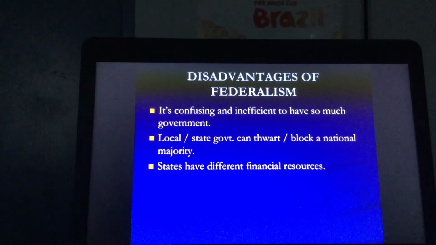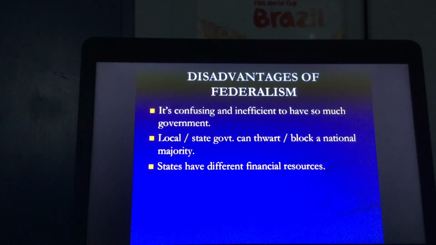Secondly, a local or state government can block a national majority, and sometimes that can be frustrating. If a majority of people in the country are in favor of a policy, but one particular state or city isn't, then that can be very frustrating. So think, for example, about the video we saw where the national policy was integration, but the schools in Little Rock fought it, and we had to bring in the National Guard, etc.